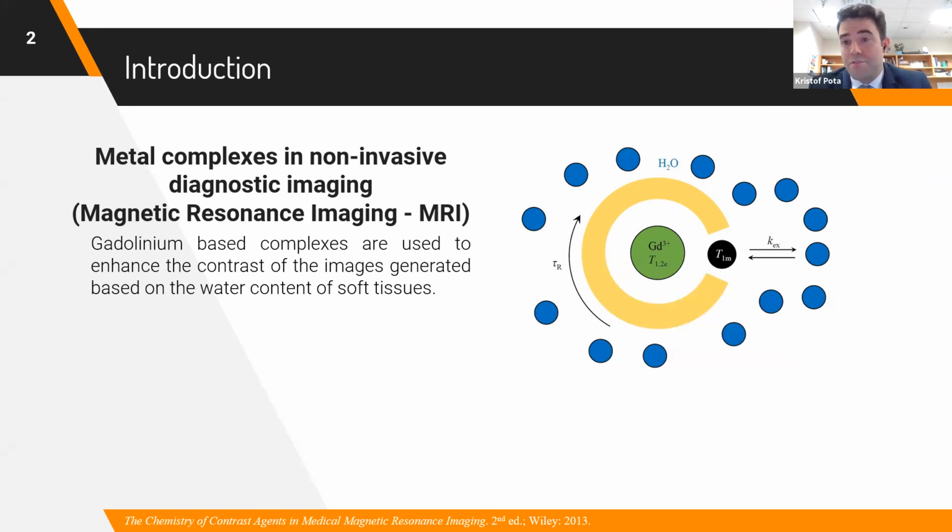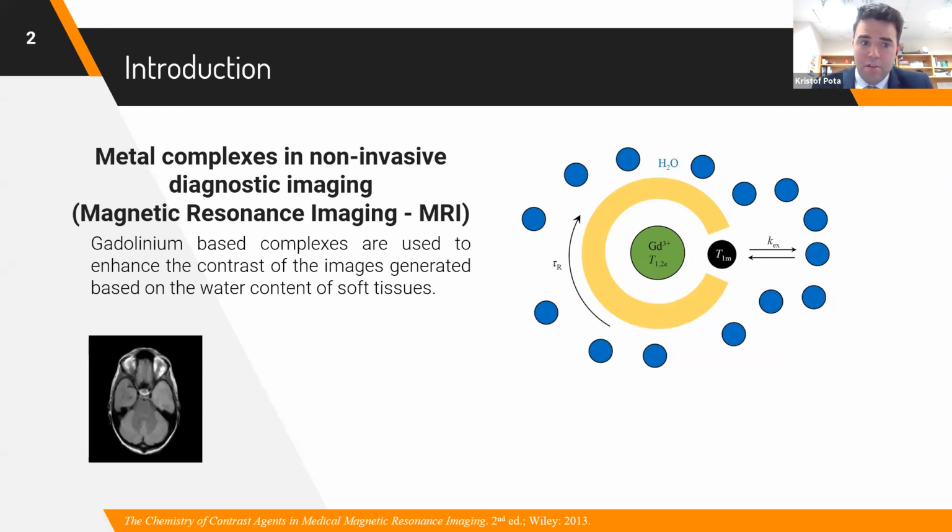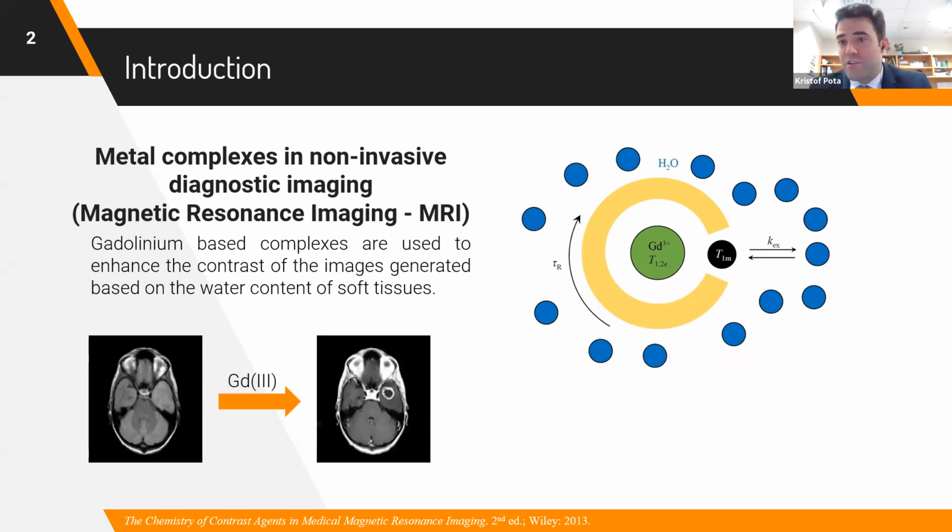Gadolinium-based complexes are used to enhance the contrast of the images generated based on the water content of the soft tissues. Here we can see a schematic representation of how those gadolinium complexes look and how they interact with the water molecules. This is how we can get from a non-contrast enhanced image to a contrast enhanced image where we can detect abnormalities in the soft tissues, for example, in the brain.